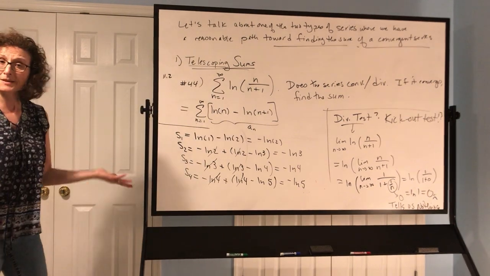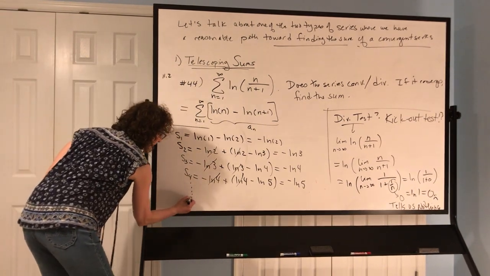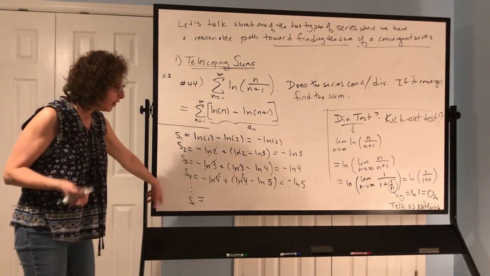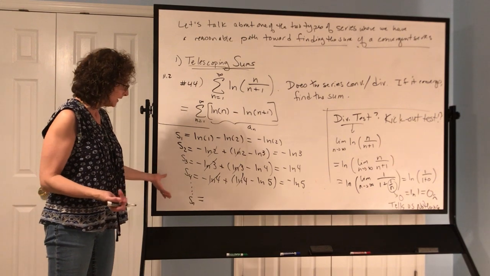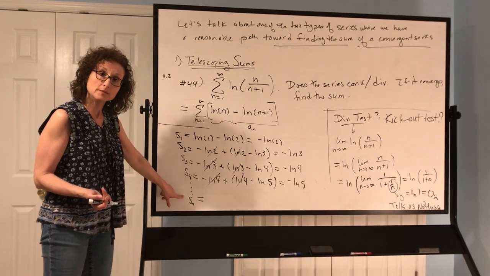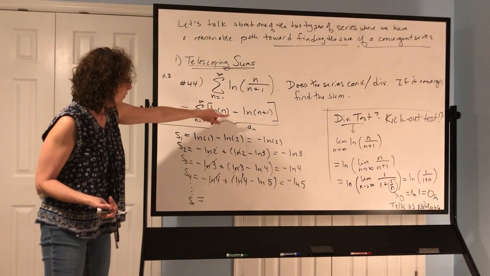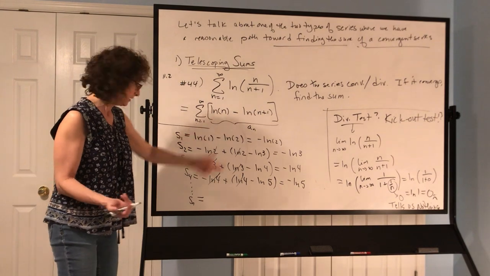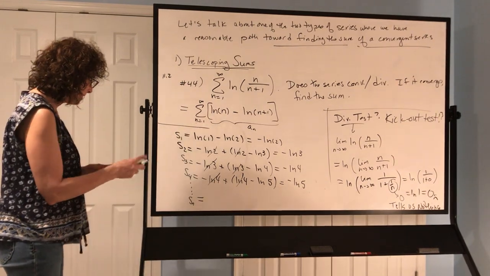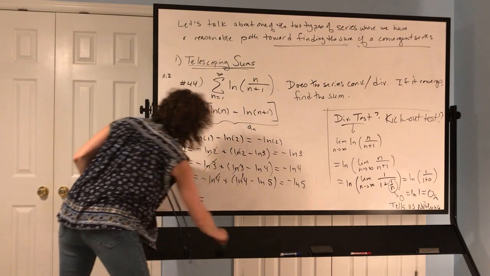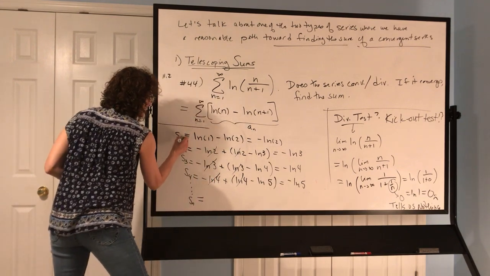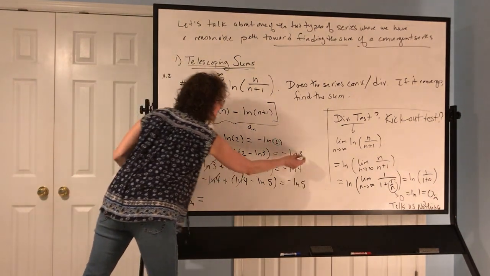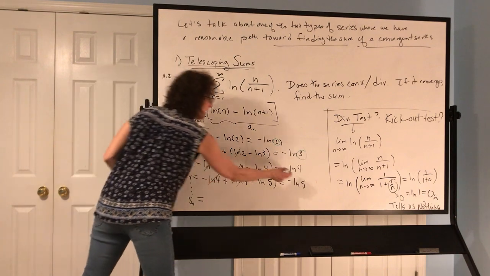Yeah? What's my goal? My goal is to come up with a closed form formula for Sn so that I can take a limit of Sn, right, in order to determine what happens to this series. What does it sum to if it converges, or does it diverge? Yeah? Okay, do you see a relationship? What's the deal? When I have S1, I've got minus natural log of 2. When I have S2, I've got minus natural log of 3. S3, minus natural log of 4.